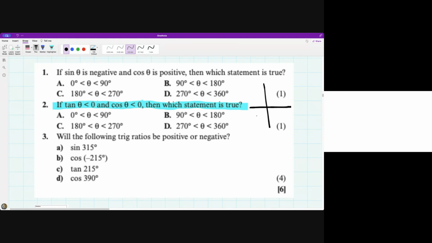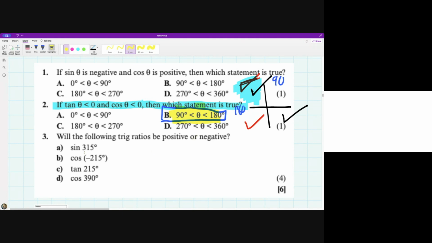So tan is negative. Where is tan negative? I think tan is negative here and here. Where is cos negative? Not here. Cos is negative there and there. So what quadrant do I need to be in? I think I need to be in this quadrant. Oh, let me use my highlighter. I need to be in that quadrant. Well, since this is 90 over here and that's 180, I think it's between 90 and 180, which is B. And so the correct answer is B.